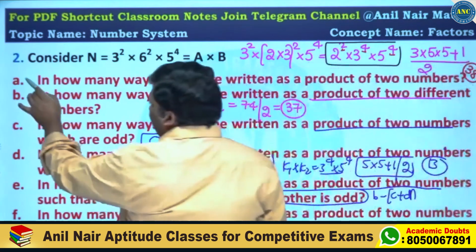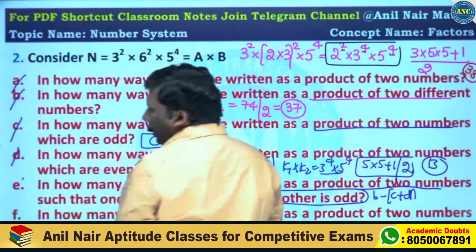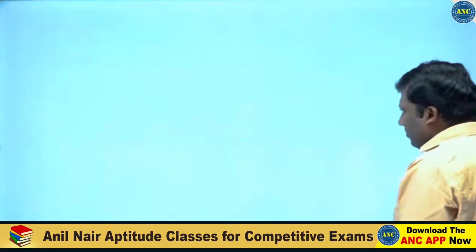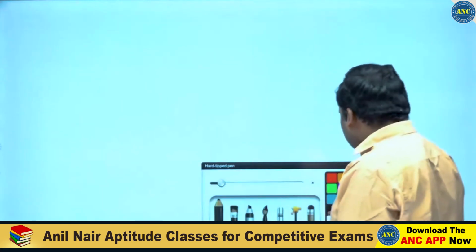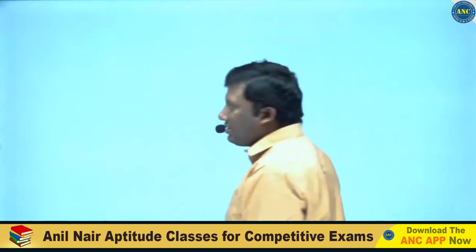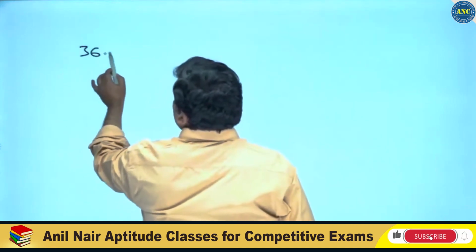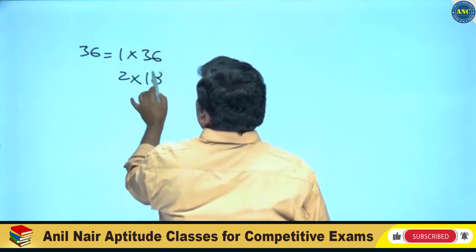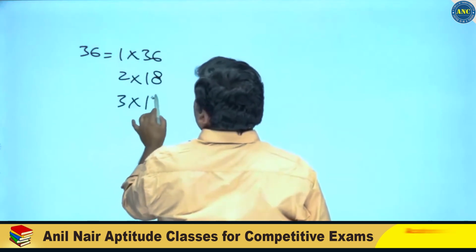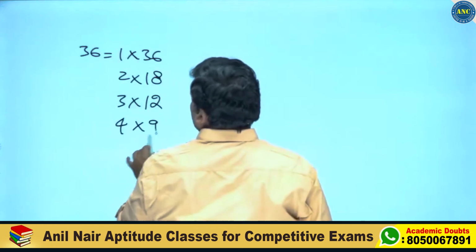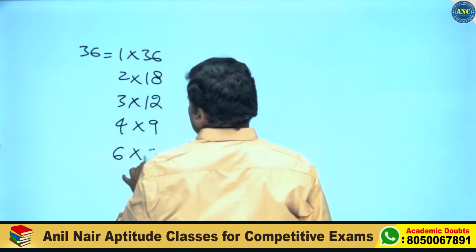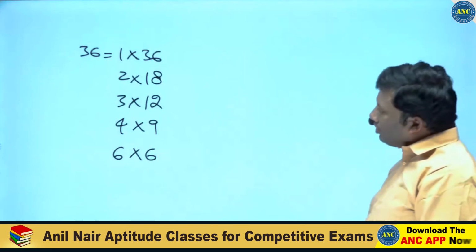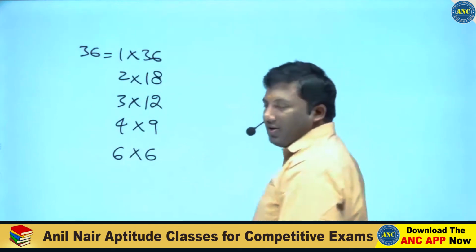Then F is a very beautiful concept: how to write a number as a product of two coprimes. Here I wanted to explain a concept to you. Now listen carefully, sir. Suppose it is a perfect square, 36. 1 into 36, 2 into 18, 3 into 12, 4 into 9, 6 into 6. What am I writing?